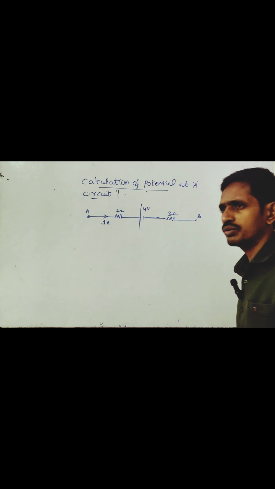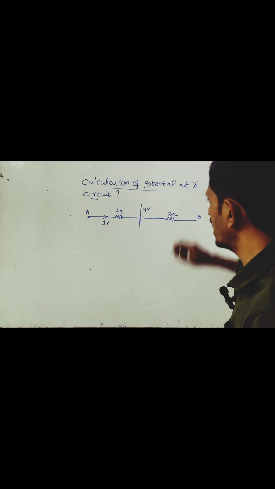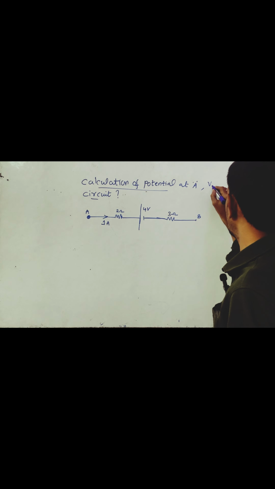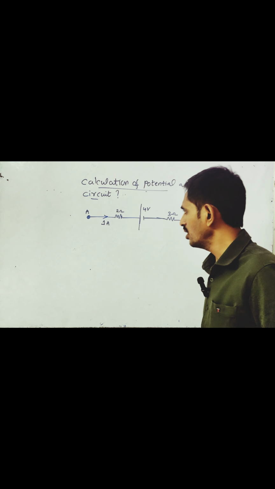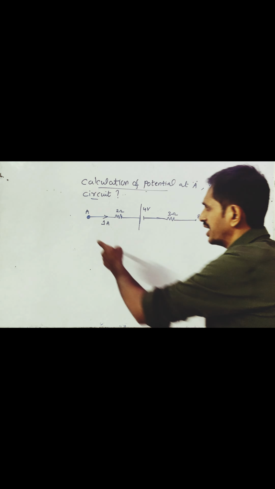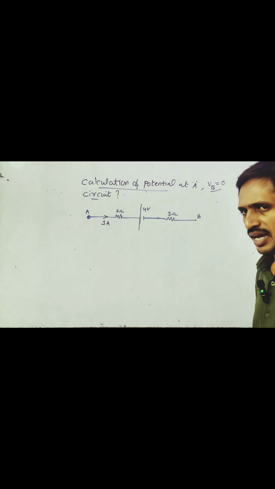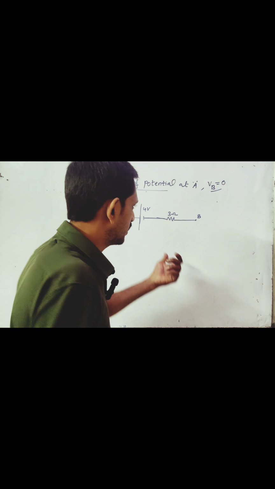One more problem from the electric circuits, and we have to find out the potential at A. So we have to find out the potential at point A if we know the potential at B. In this problem, the potential at point B is given as 0, and we have to find out the potential at point A. To solve this type of problem, we have to know the sign convention rules for KVL, and I have to explain them first, then go for the problem solution.